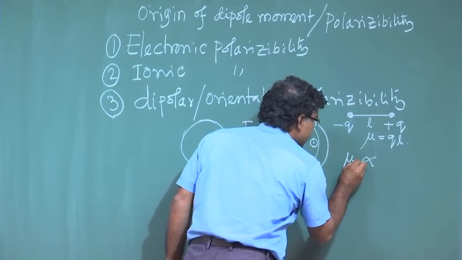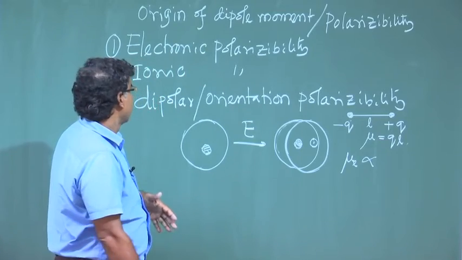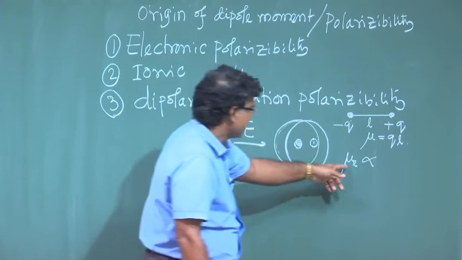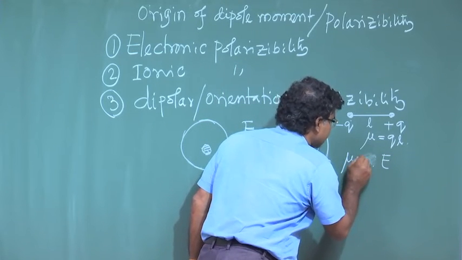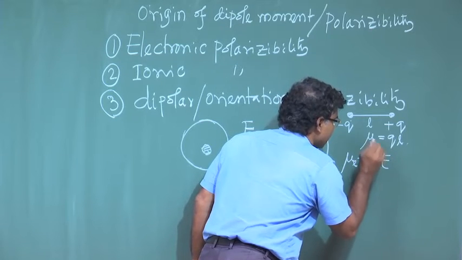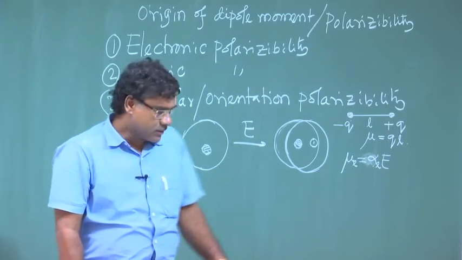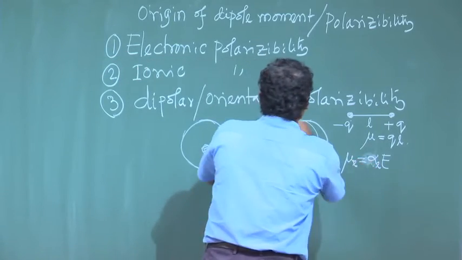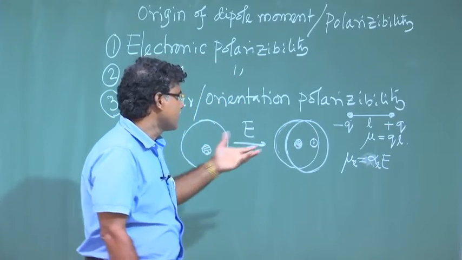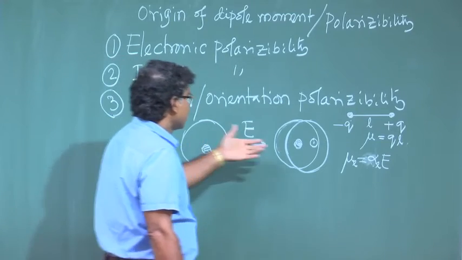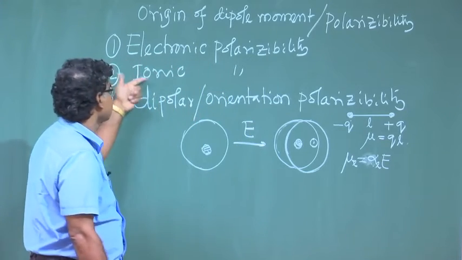So, we will write mu e to differentiate these different kinds of dipole moment. So, electronic dipole moment mu e is proportional to E, and this proportionality constant here we write alpha e. Okay. Alpha e is the electronic polarizability. So, the source of this polarizability is basically the electronic charge of the atom. It is for the case of a neutral atom that this dipole moment is formed.